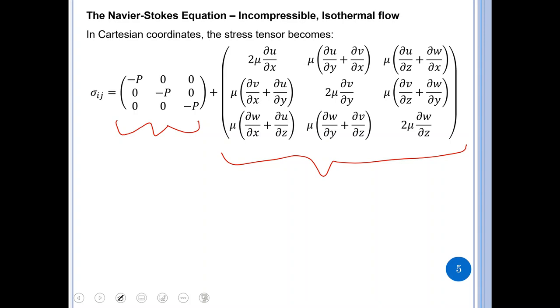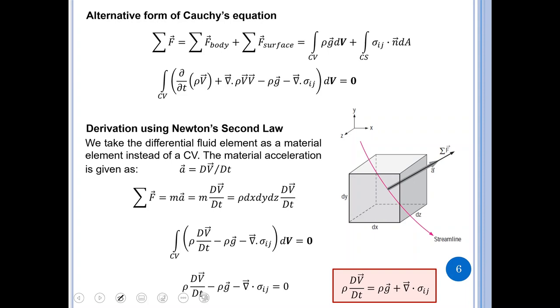Now we go back to Cauchy's equation. We have already derived Cauchy's equation, and it was basically the sum of body forces and surface forces equal to the relation that we obtained from Reynolds transport theorem. When we did the summation of body forces and surface forces, this is the relation that we found. Now this relation is true when the density is variable. If you go back to our lecture about Cauchy's equation, I was discussing that with the change in mass distribution, with the change in density, the forces are going to change.